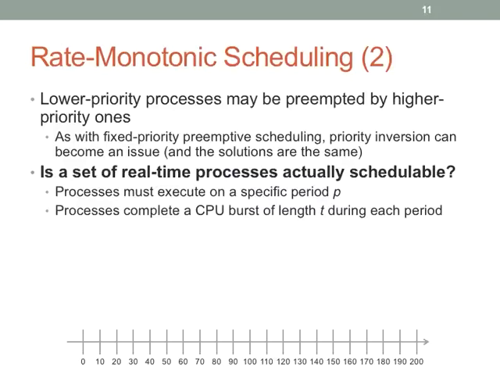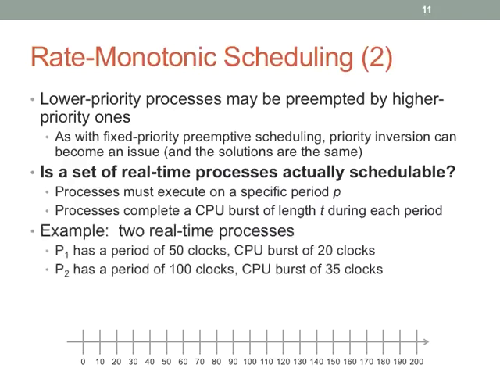So the real question is, can you actually schedule a set of real-time processes? So we say that they have a period, and they have a certain amount of time that they take. We call that T. And it's a CPU burst, obviously, because if we have to do I/O, then the process is going to block anyway. But it needs to perform some CPU burst of a certain length during each period, and then it will have met its deadline. So here's our example. We have two processes, one with a period of 50 clocks and the other one with a period of 100 clocks. And P1 has a CPU burst of 20 clocks, and the other one has a CPU burst of 35 clocks.